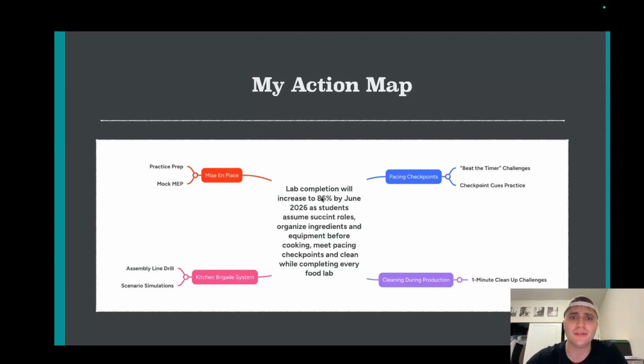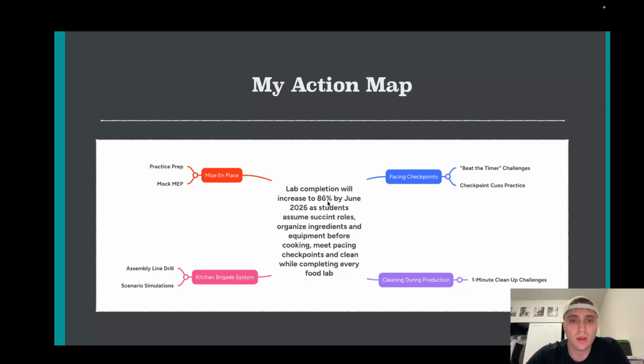I came up with the figure 86% because there are 7 food labs in any given class. 86% represents 6 out of 7. So the idea is that 6 out of 7 food lab groups will be able to meet this goal on time, because I understand it's never going to be perfect. I'm never going to get every single time all 7 food labs for all 5 periods completing all of the tasks. But I want to get to a point where I can be sure that at least 6 of the 7 will be done, cleaned up, everything will be in order, so that we can move on and not fall behind in our curriculum.